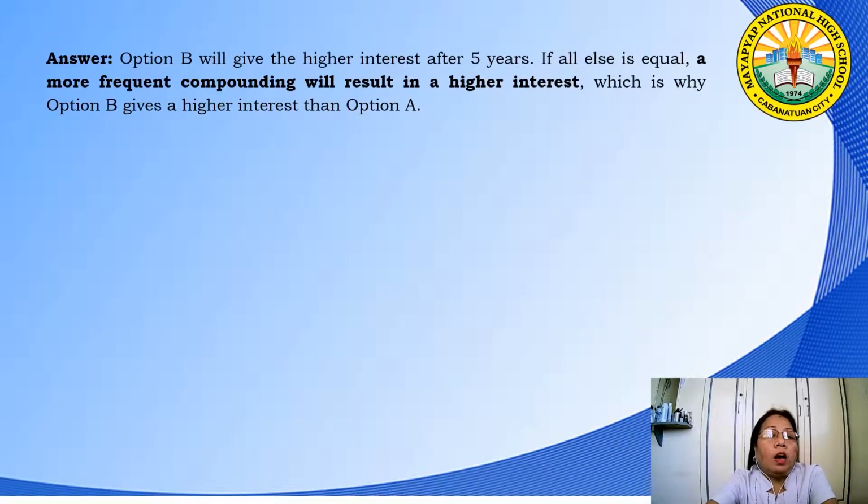Option B will give the higher interest after 5 years. If all else is equal, a more frequent compounding will result in a higher interest, which is why option B gives a higher interest than option A.